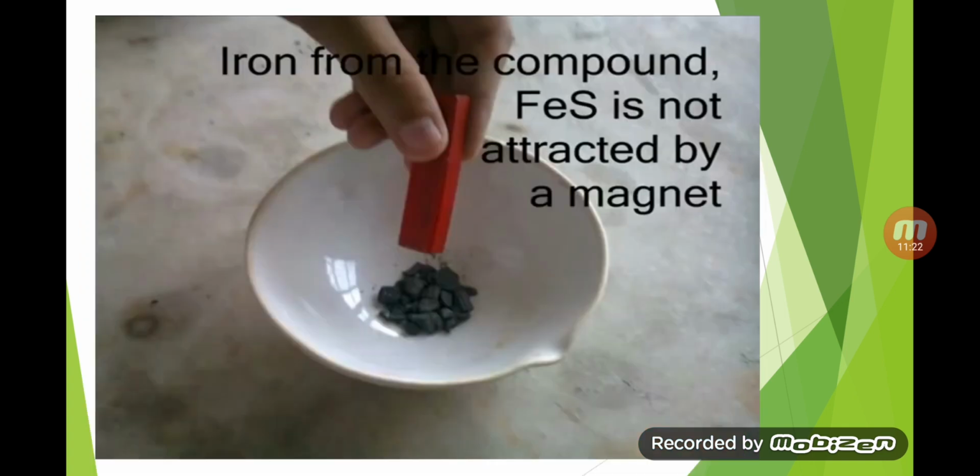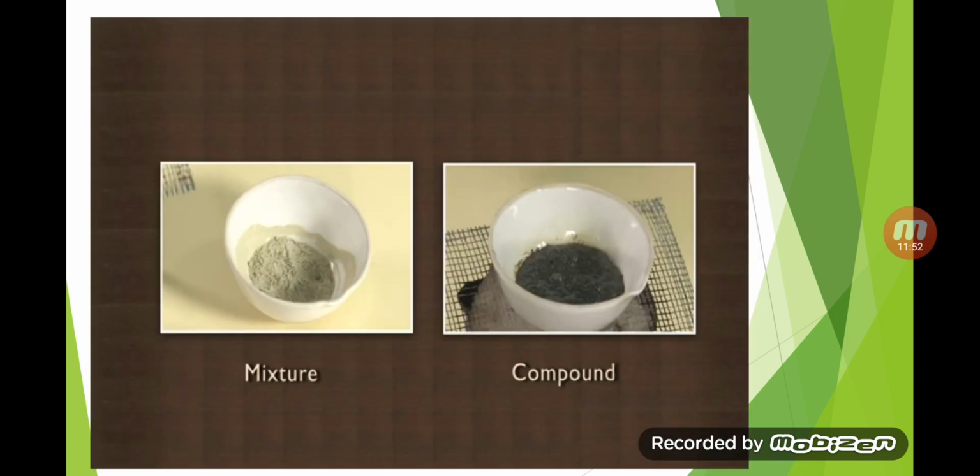Let's see how. When you put a magnet near this compound, iron sulfide, it will not get attracted toward the magnet, which indicates that it forms a new substance, a compound, which does not have the properties of iron and the properties of sulfur. It has different properties because iron and sulfur combined chemically. Now I think you are very clear about what a mixture is and what a compound is.